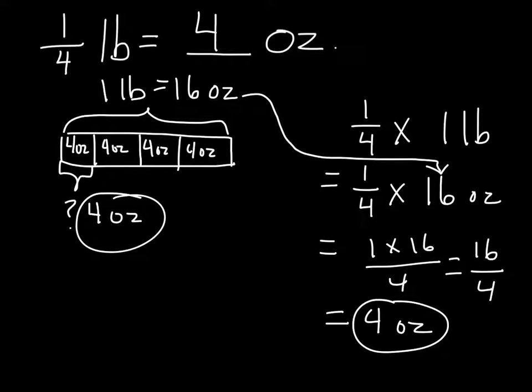So if you're comparing the two methods, what you may have noticed is that when we used the tape diagram, we did division first. We took our whole, we divided it into 4 equal pieces, and that was our answer. In using numbers, we actually multiplied first. We took 1 times 16, and then we divided that by 4. Either way, we got the same answer.